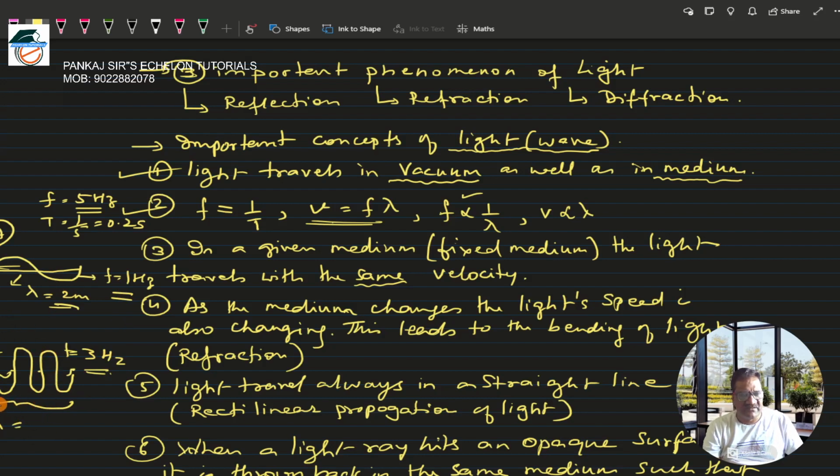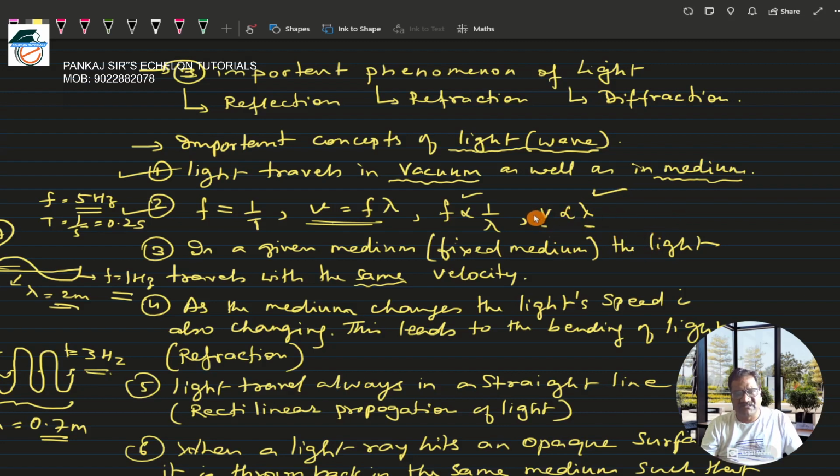Say the wavelength is supposed from 2, it has come to say 0.7 meter, something like that. So frequency increases, then the wavelength decreases. So that is this particular relationship which is showing that frequency and wavelength are inversely related. And this last relationship is between velocity and the wavelength. So this is a direct variation.